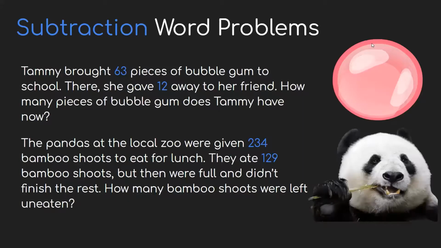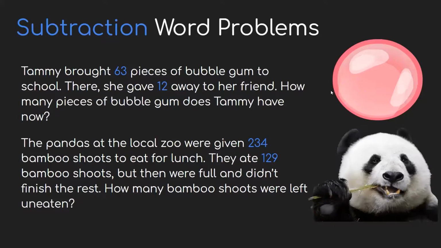Let's do some word problems now. The first word problem is, Tammy brought 63 pieces of bubblegum to school. She gave 12 away to her friend. How many pieces of bubblegum does Tammy have now? Try to do this problem on your own first.